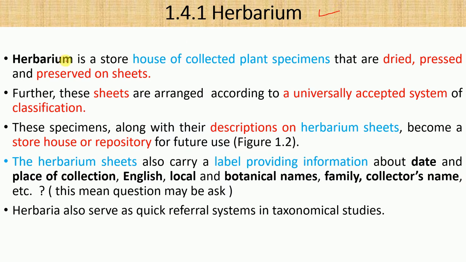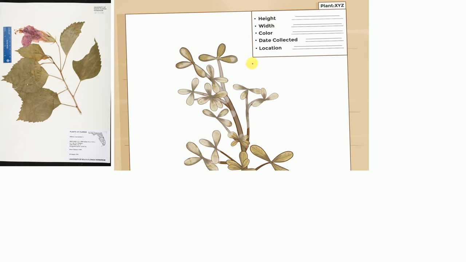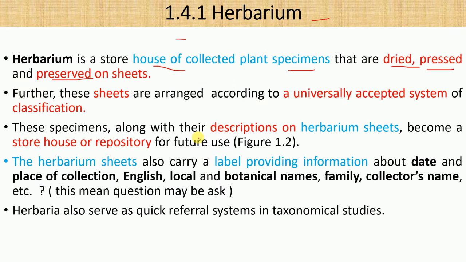It is the herbarium. So herbarium, what is that? It is a storehouse of collected plant specimens that are dried, pressed and preserved on sheets. For example, you can see here, this is a dried specimen of a plant and it is pressed also. And this herbarium sheet carries some information also. For example, date and place of the collection, English as well as local name and botanical name also, and family and name of collector also.